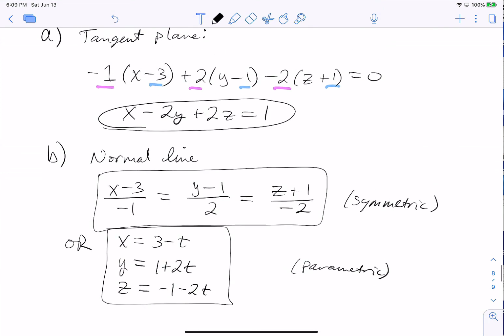I encourage you to, after you've taken all this down, look at GeoGebra, graph the surface, as well as the plane and the normal line, so that you can see how all this works together.